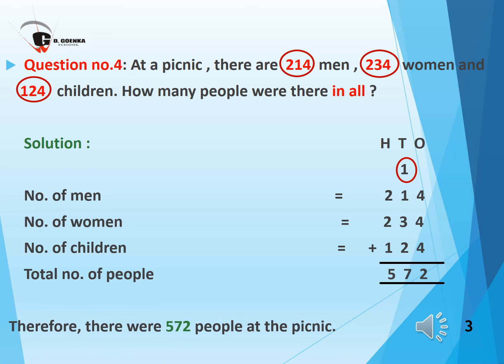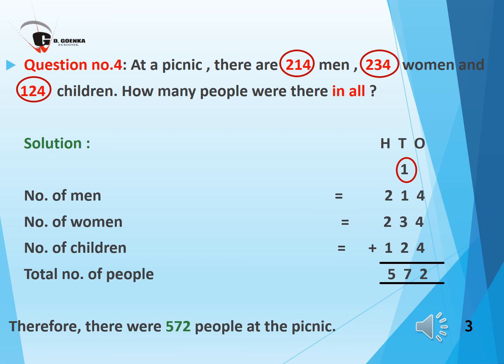Let's move on to our fourth question. At a picnic, there are 214 men, 234 women, and 124 children. How many people were there in all? So let's read it one more time. At a picnic, there are 214 men, 234 women, and 124 children. So how many people were there in all?